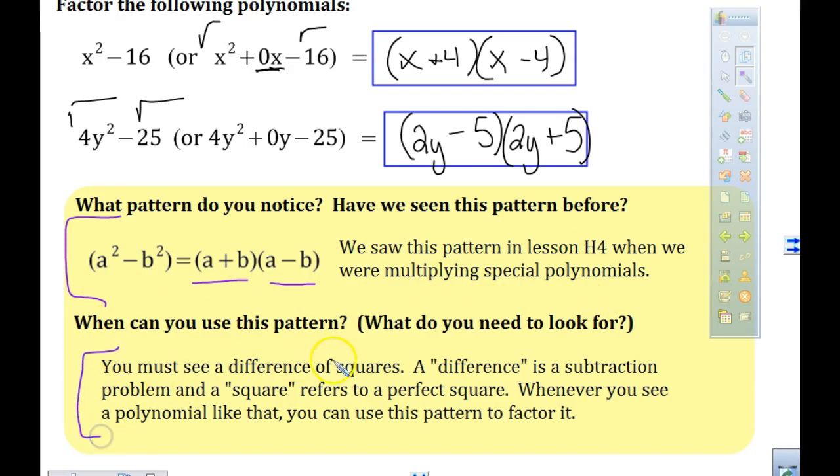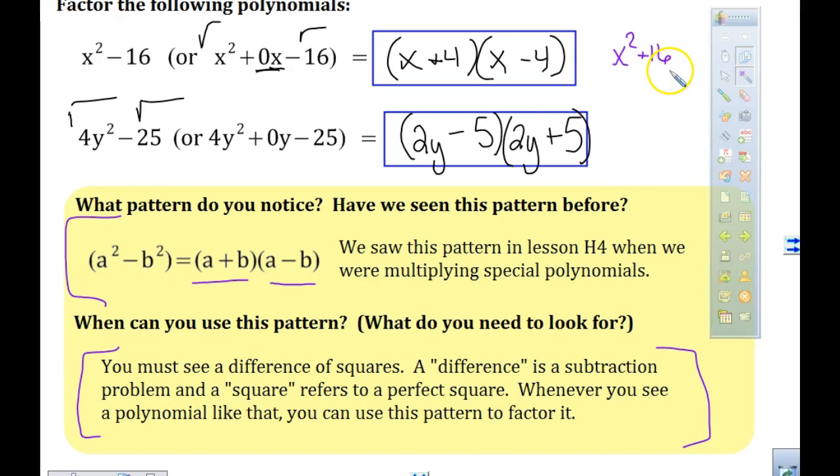When can you use patterns? Key thing to look for is that you must see a difference of squares. With that perfect square trinomial, you must see something added with that middle term being 2ab, but the difference is a subtraction problem of a square. If you would have had this problem and it says factor x squared plus 16, they're both perfect squares, that can't be factored. You cannot factor this.